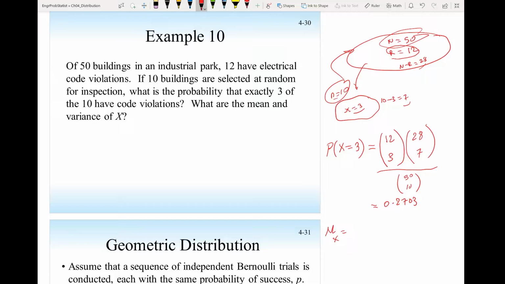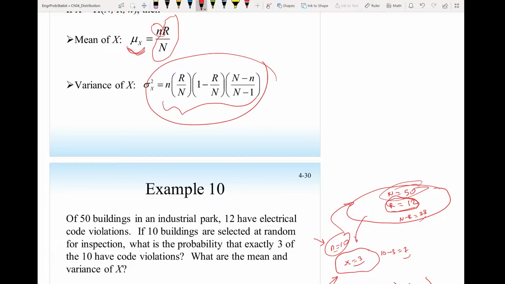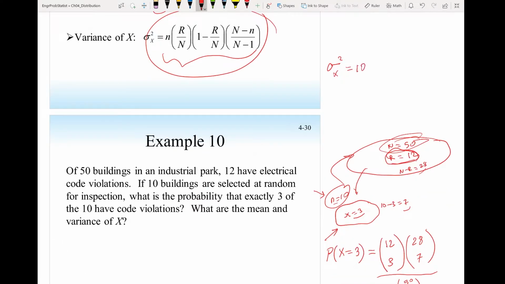What is the mean? Mu x equals, the proportion of interest is 12 over 50. So that would be 12 over 50 times the size of the sample, n, which is 10. If I calculate this, I will get 2.4. So in this sample, the average number of buildings with code violations is 2.4. If I calculate the variance of x, then I just follow these equations. The variance of x will be n, there are 10 in the sample, times R, there are 12, divided by the total 50 in the population, times 1 minus 12 over 50, times 50 minus 10 over 50 minus 1.